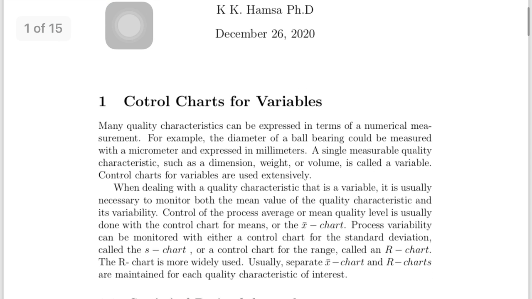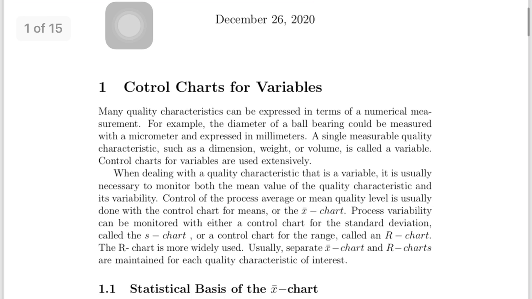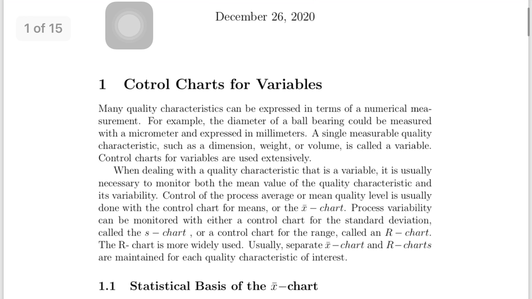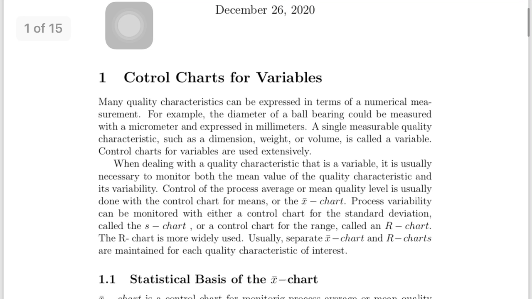When dealing with a quality characteristic that is variable, it is usually necessary to monitor or control both the mean of the characteristic as well as the variability of the characteristic. When you are dealing with a process, then the process mean is important and process variability is also important. So both have to be monitored.